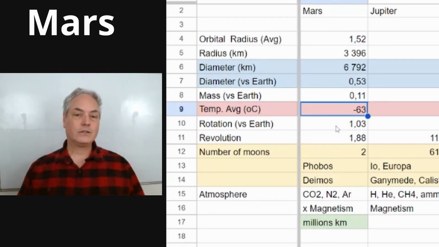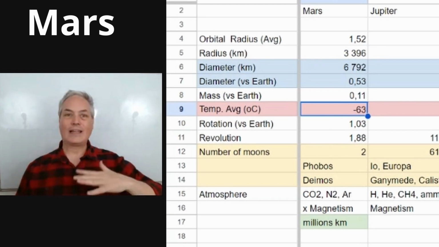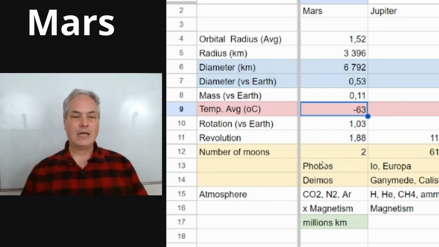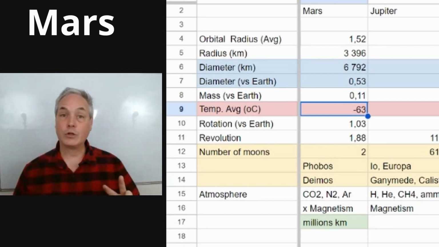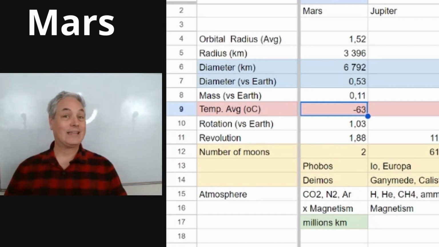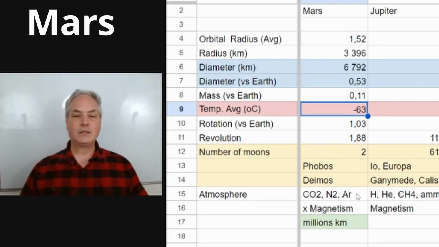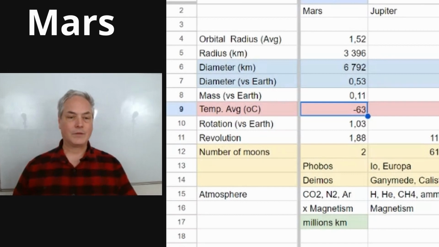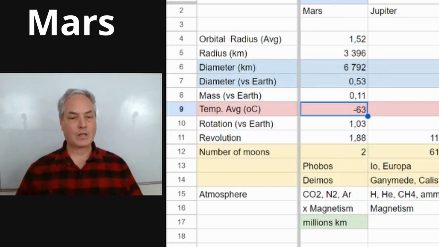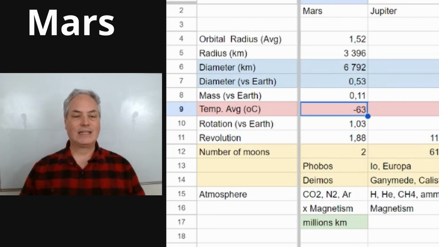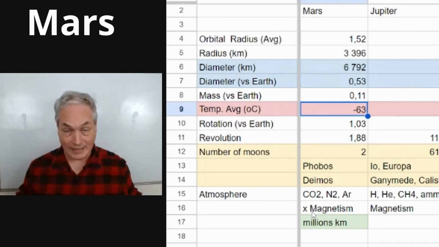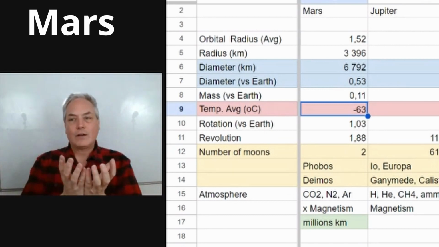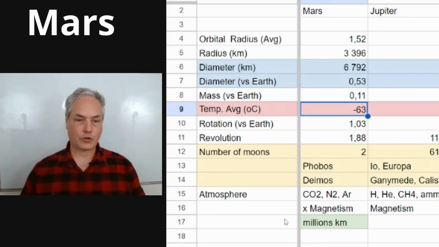With respect to the length of day, it takes about a day, same day length as us. The revolution takes about 2 years to go around the sun. There are two main moons around Mars, Phobos and Deimos. With respect to the atmosphere, we have carbon dioxide, nitrogen, and some argon as well. I think there's no magnetic field on Mars, which is interesting. So that means that the interior working of Mars is way different than Earth.